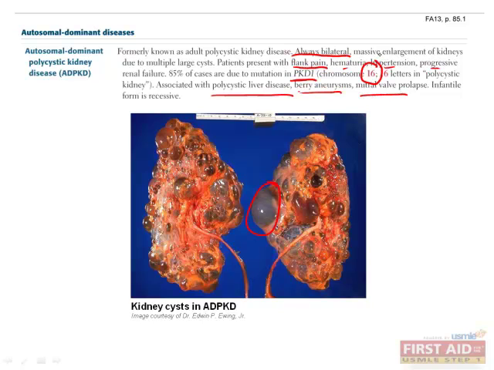You can remember that this gene is found in chromosome 16 because there are 16 letters in the words polycystic kidney.